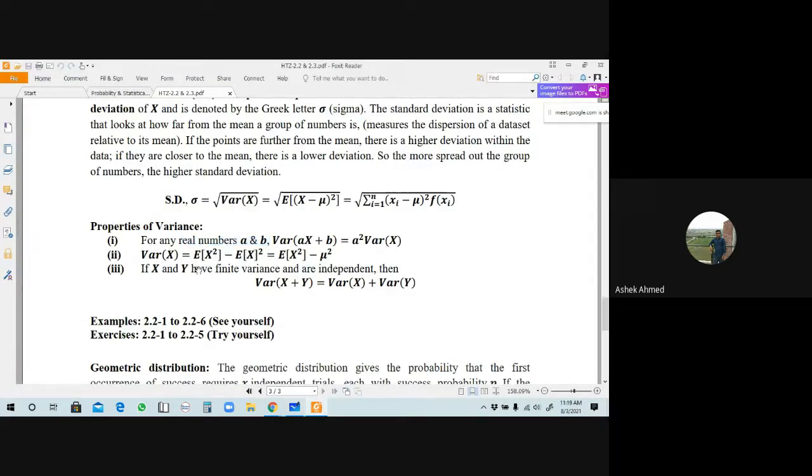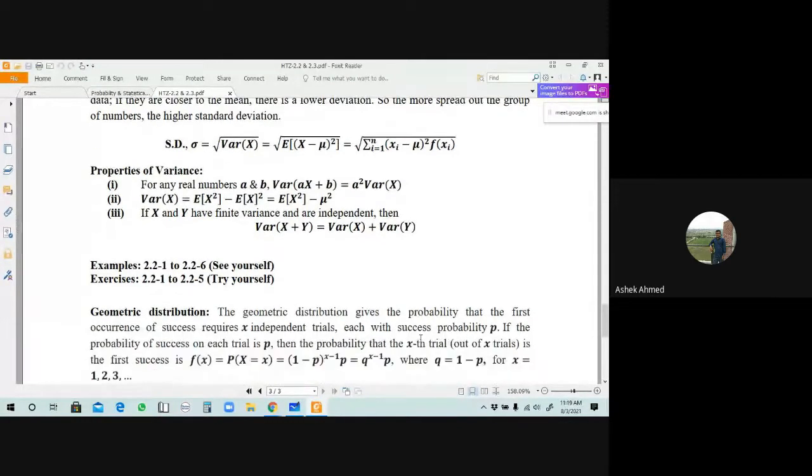Okay, so let's see that example, and another last property is here. If x and y have finite variance and are independent, in that case we can say that variance of x plus y will be variance of x plus variance of y here.